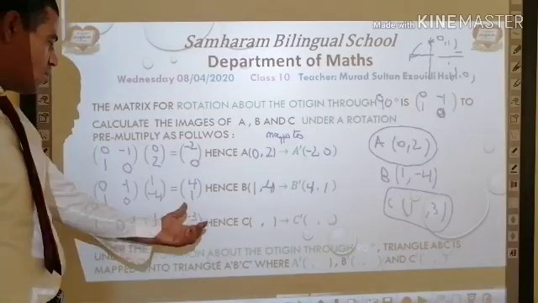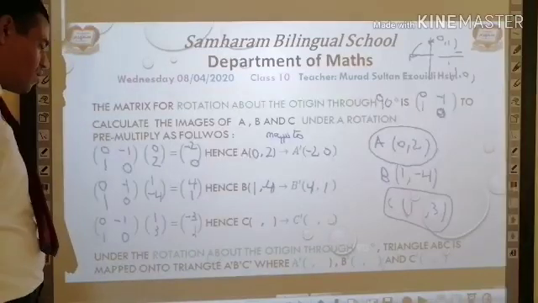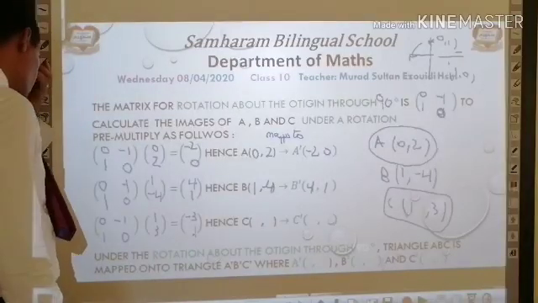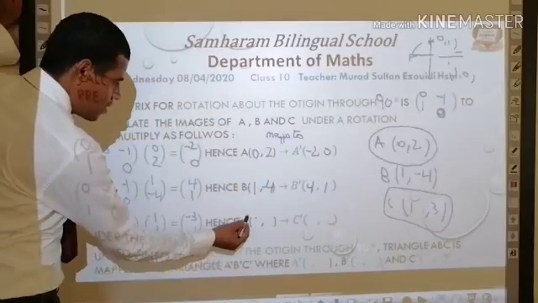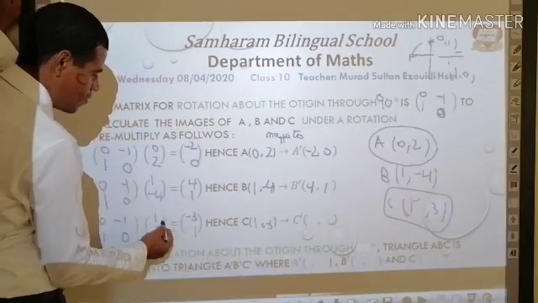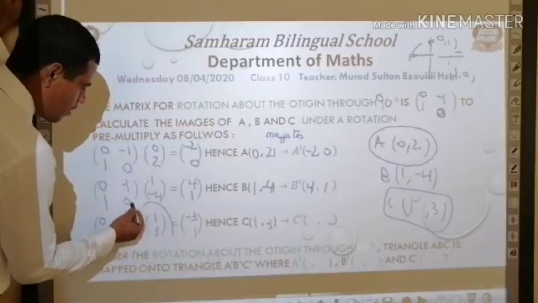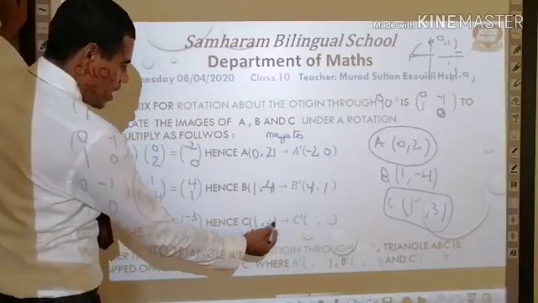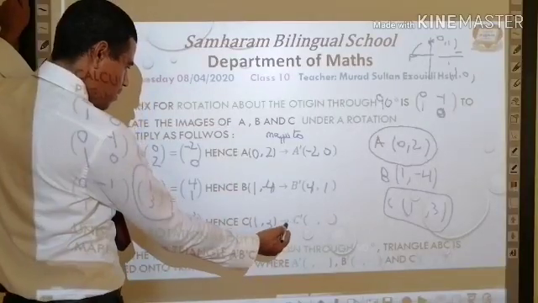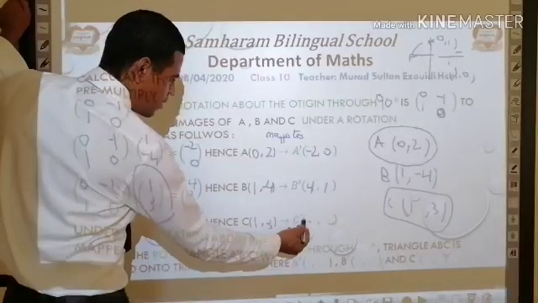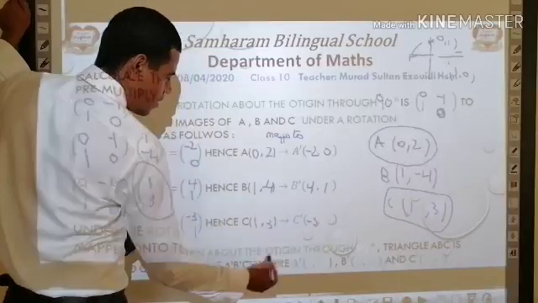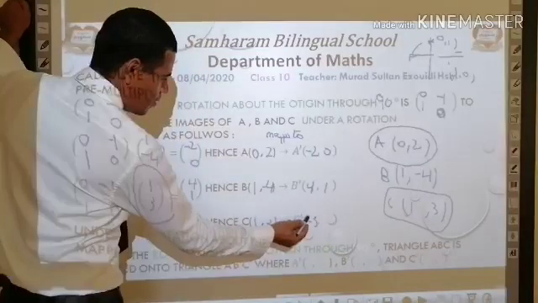Now you can write down the coordinates of the image of the point C. C of coordinates 1, 3 maps to C prime of coordinates negative 3, 1.